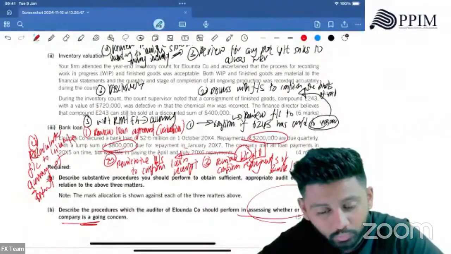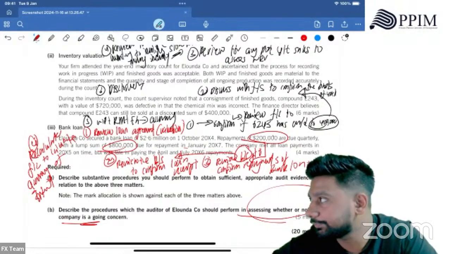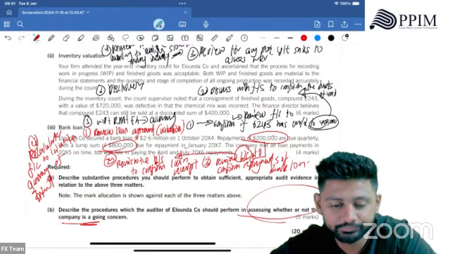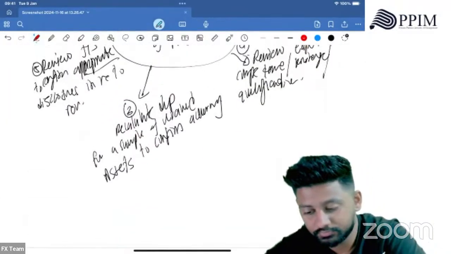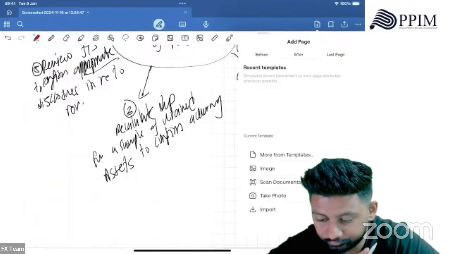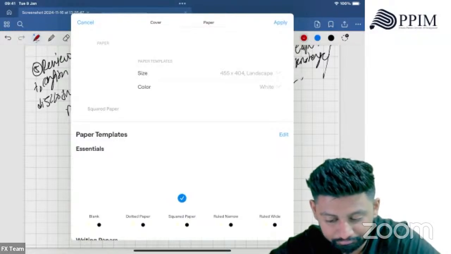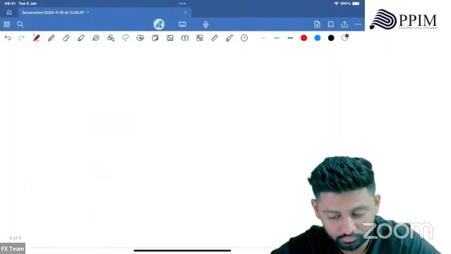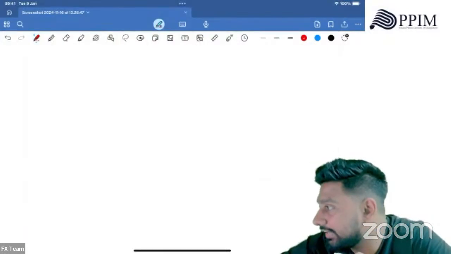First of all, let's try to understand the concept of going concern. What do we mean by going concern? It is a company's ability to operate indefinitely, a business's ability to carry on business activities in the forthcoming years, continuing business in the future years.